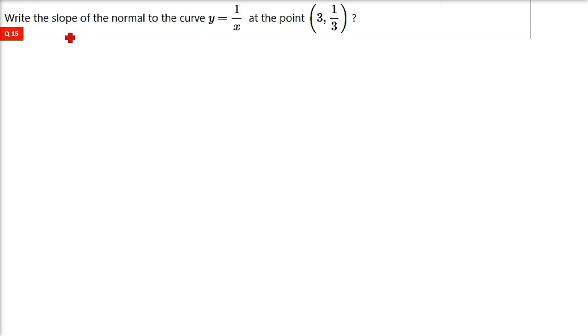Later discussions. Write the slope of the normal to the curve, this one, at the point 3 and 1 by 3.